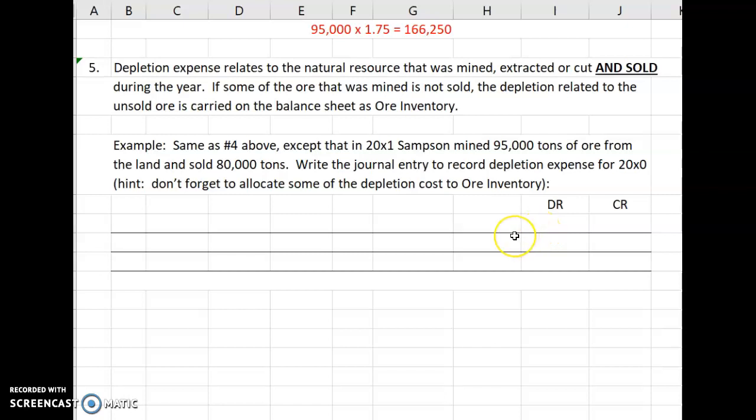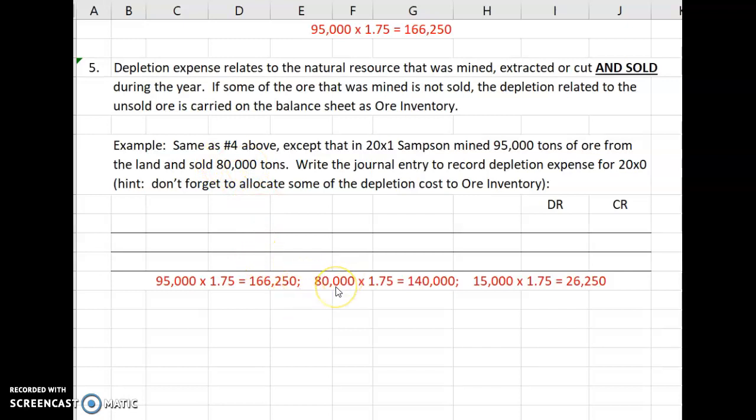Let's do some calculations. Applying the $1.75 per ton to this problem, Sampson mined a full 95,000 tons of ore at $1.75. Accumulated depletion is going to equal $166,250. But they only sold 80,000 tons.